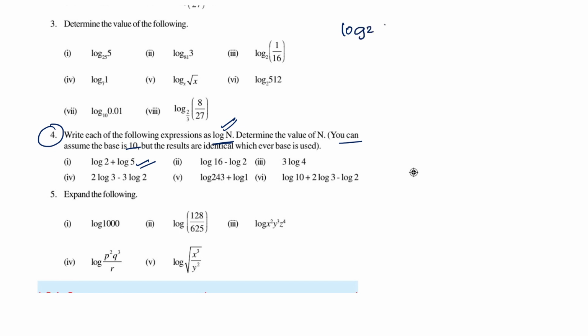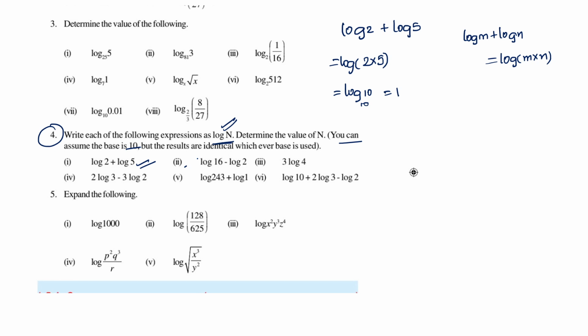Okay, now the first question is log 2 plus log 5. Log 2 plus log 5 is in the form of log m plus log n. So log m plus log n is equal to log m into n. Therefore log 2 plus log 5 is equal to log 2 into 5, that is equal to log 10. If we assume the base as 10, it will be log 10 base 10. The answer will be 1, because whenever a logarithm has the same number and the same base, the answer is 1.